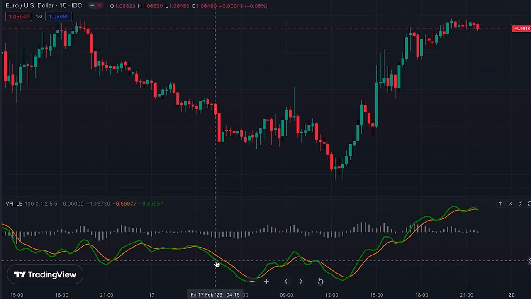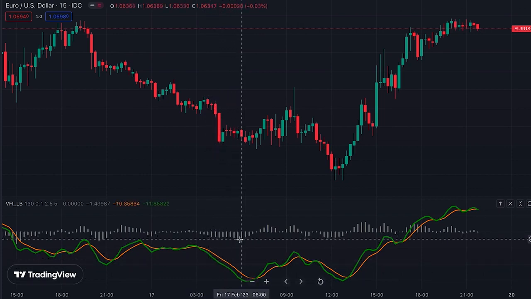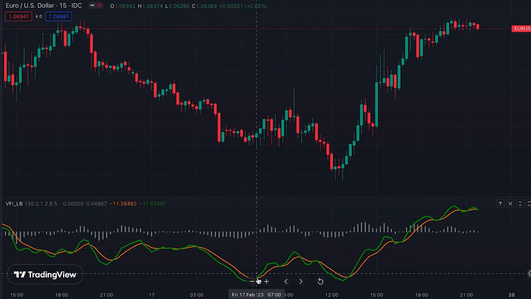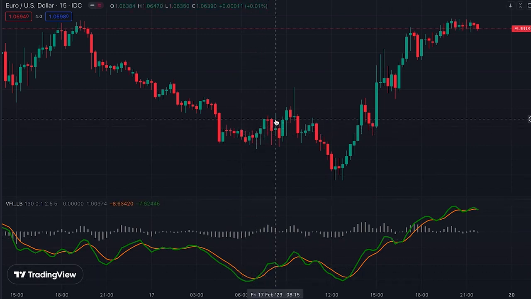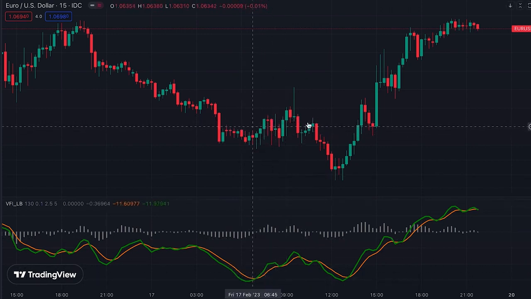And on the other hand, when VFI line makes lower low but the histogram doesn't act the same way, this tells us that we're probably going to have an upside crossover, and you can see that it happened here, and we have increased buying pressure and the market went flat in this area, as you can see.